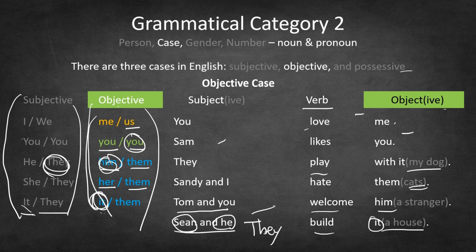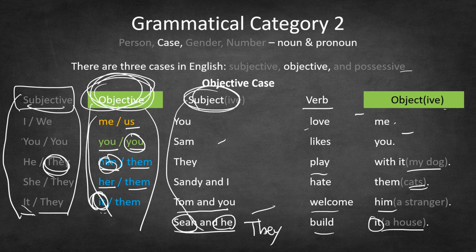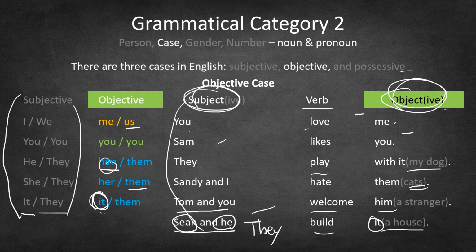This is objective. Okay, again, subjective pronouns in subject section only. Objective pronouns in object section only. Don't get confused. Again, memorize this. Subjective pronouns, I, we, you, he, they, she, they, it, they. And objective pronouns, me, us, you, him, them, her, them, it, them.